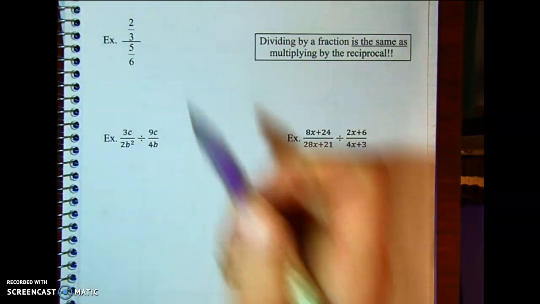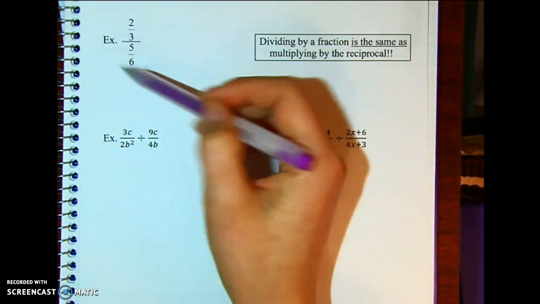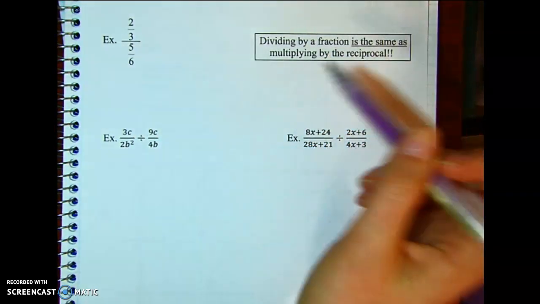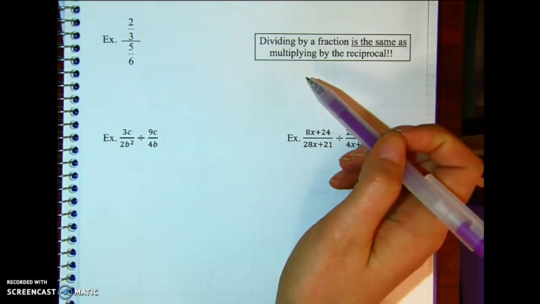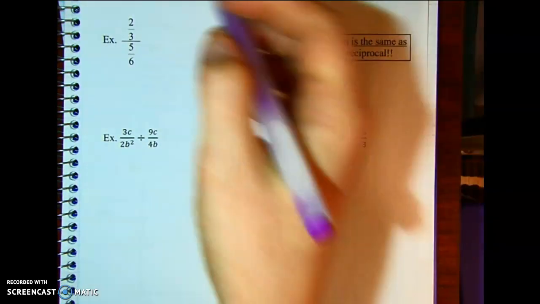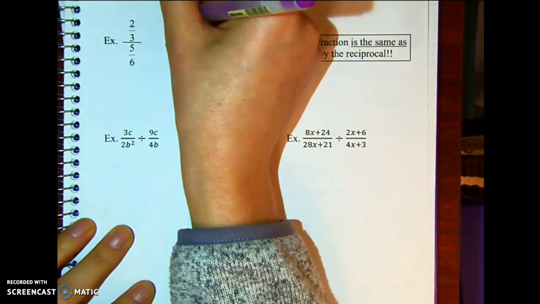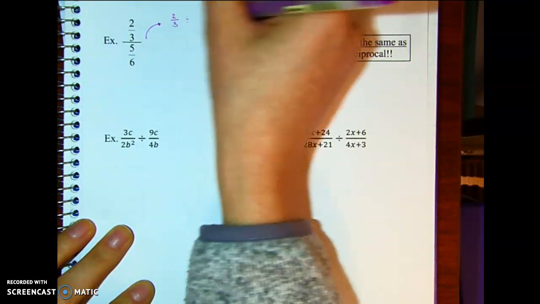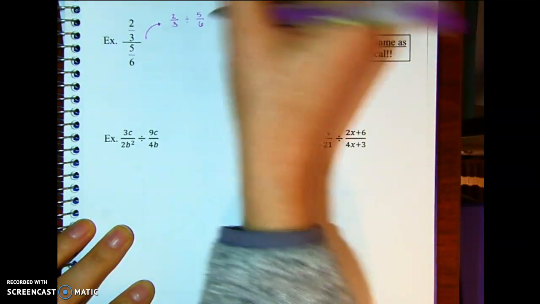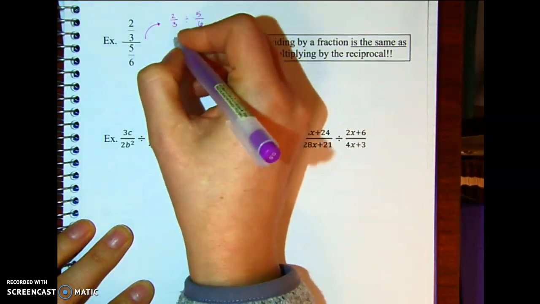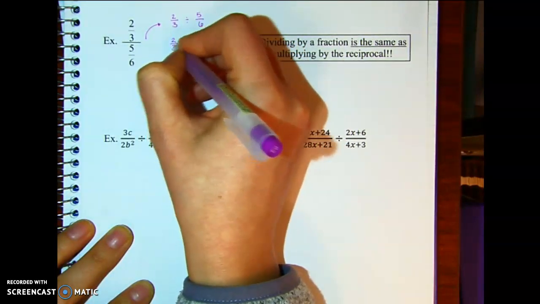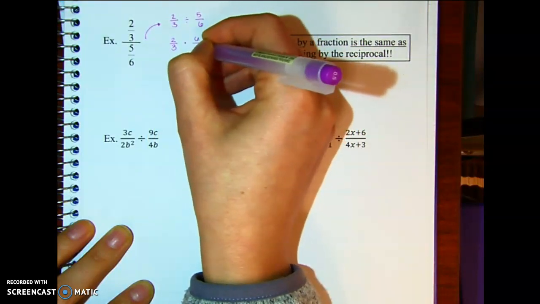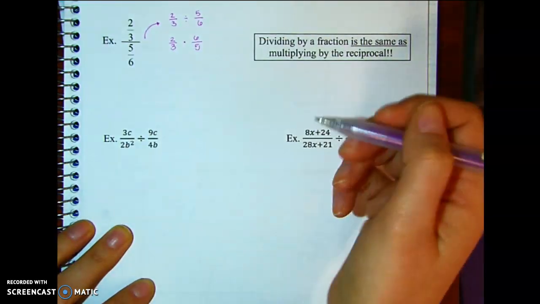Okay, so we talked about this the other day. This is not how you divide by fractions. Dividing by a fraction is the same as multiplying by the reciprocal. So what you would want to do is rewrite this as 2/3 divided by 5/6. And then you keep the first fraction as is, change it to multiplication, and then make this reciprocal. And that's a lot easier to solve.